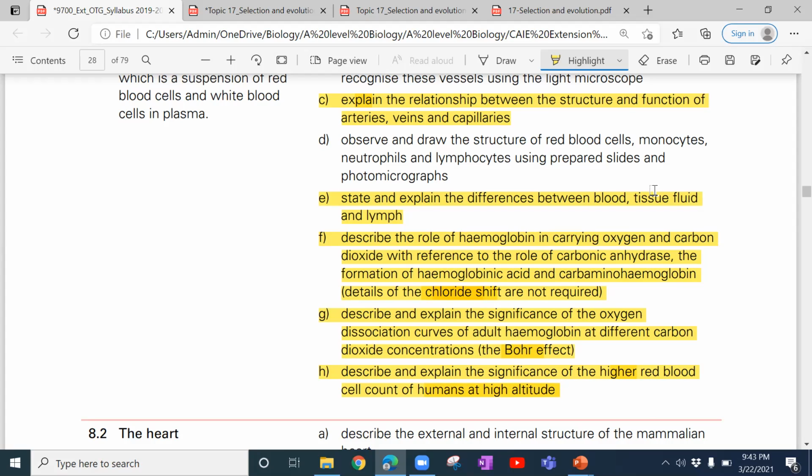After that, we'll discuss the relationship between the structure and function of arteries, veins, and capillaries. And finally, we'll talk about the differences between the blood, the tissue fluid, and the lymph. So this much for this lesson.